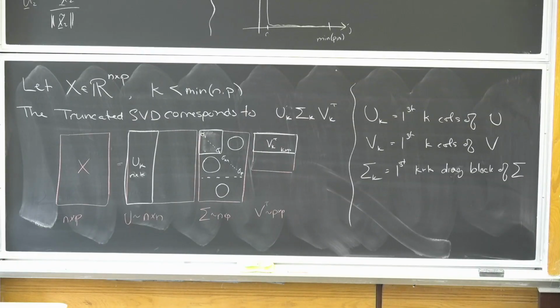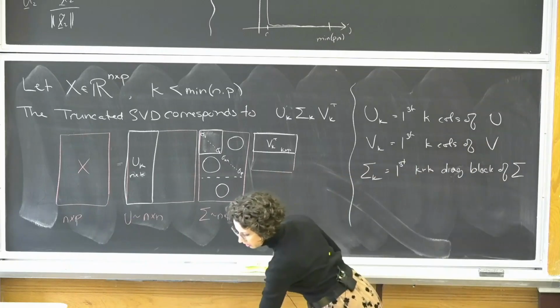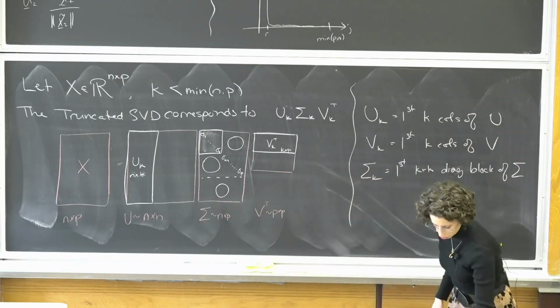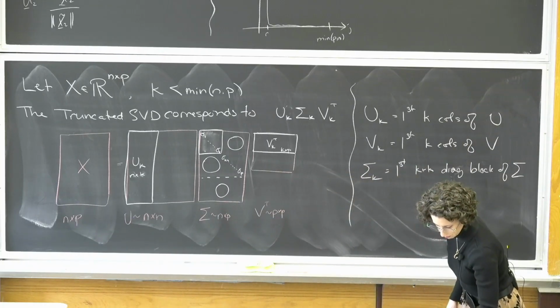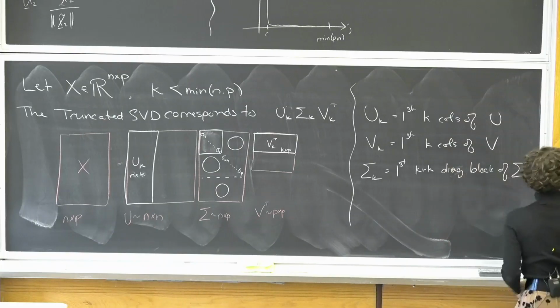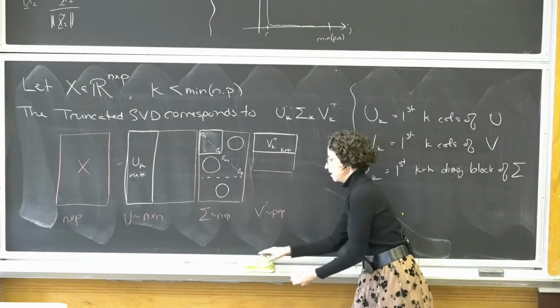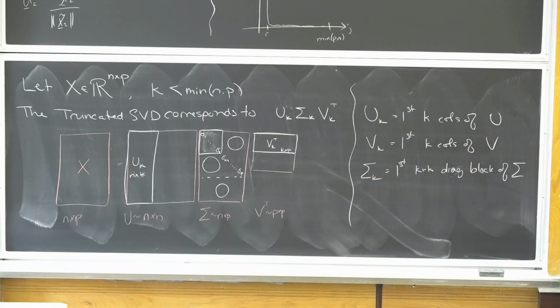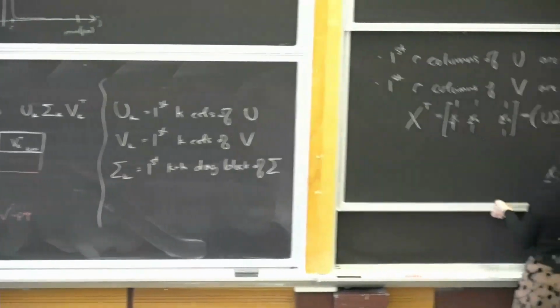Okay, so there's a specific order here. I'm not just choosing arbitrary columns of U or arbitrary columns of V. I'm choosing the first ones. So we can think about now how to interpret this and what's going on here. Let me say, first of all, what happens if our matrix X has low rank.